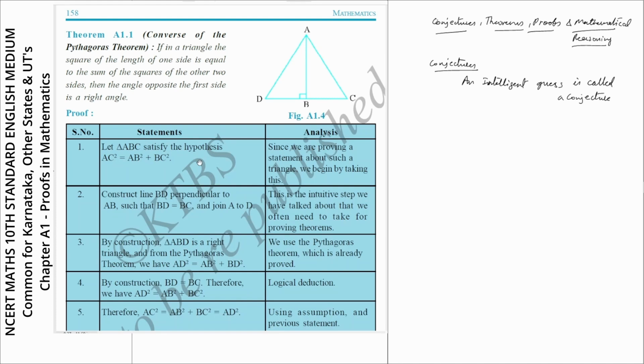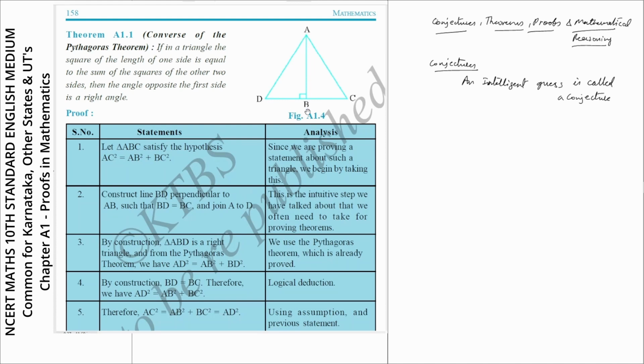Deductive reasoning means I should go on giving statements which are true, and finally I'll be able to prove it. So here first we'll make some construction. We'll draw BD perpendicular to AB, such that BD is equal to BC. So construct line BD perpendicular to AB such that BD is equal to BC, and also join AD.